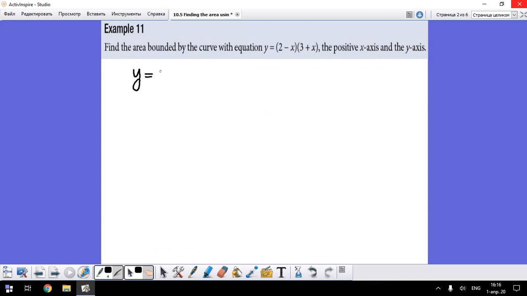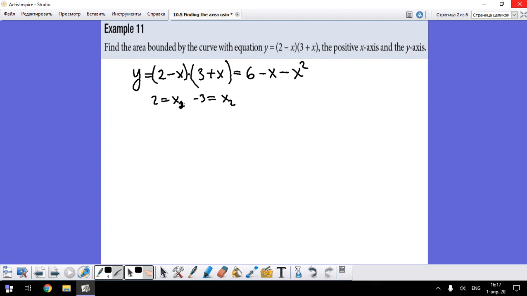y equals, as you know, (2 minus x) multiplied by (3 plus x). Let's open the parentheses and multiply it. We will get 6 minus x minus x squared. And one more thing, let's find the x-intercepts of this function. So 2 equals x from here, and minus 3 equals x. So this will be the second intersection, this is the first intersection.